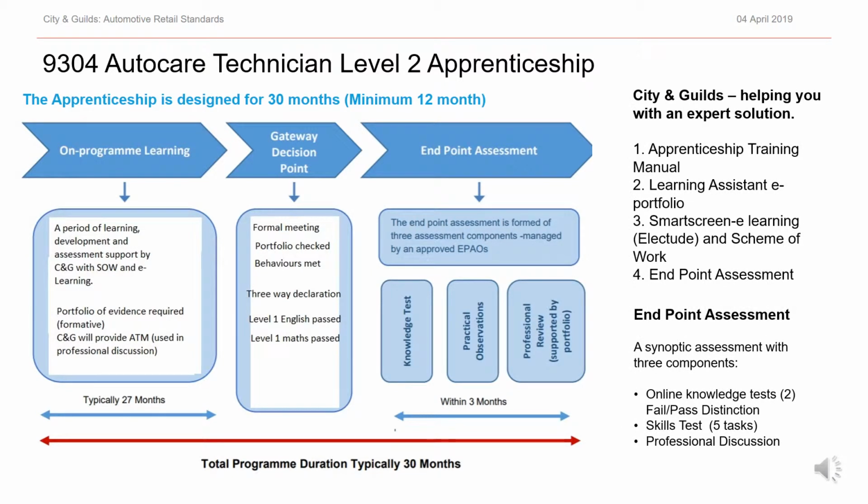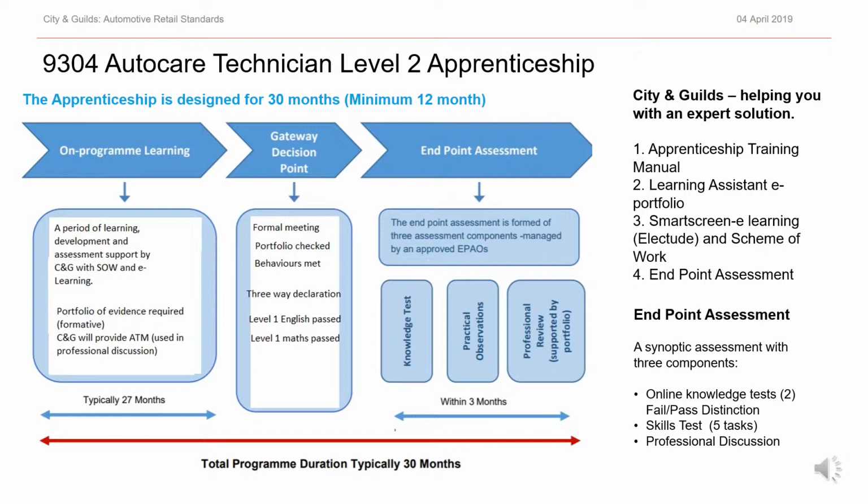So let's start off with this slide, which shows a graph containing the groups of skills, format and evidence requirements of the Autocare Standard. The slide also includes the endpoint assessment outline, which an apprentice would sit after the gateway decision point. At City and Guilds, we want to help and support you as a training provider, the employers you work with, and most importantly, the apprentices, to have the best chance of being successful at endpoint assessment.